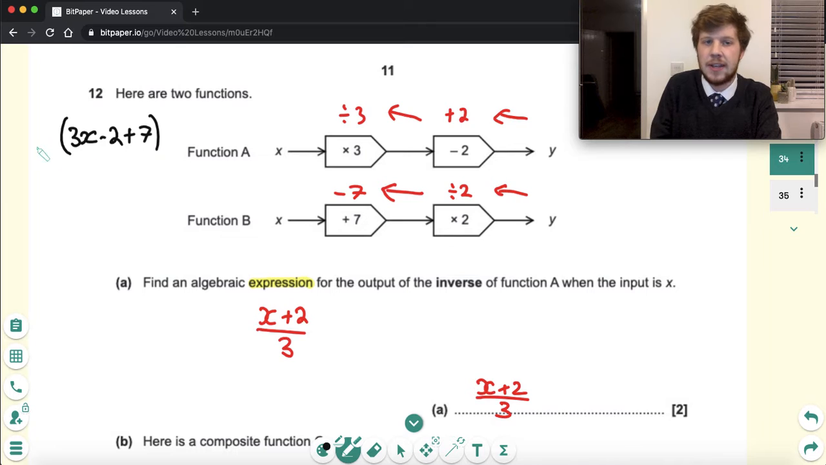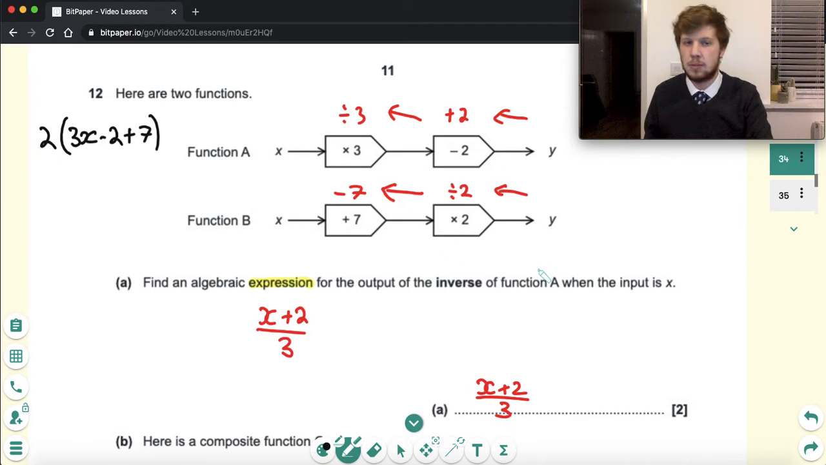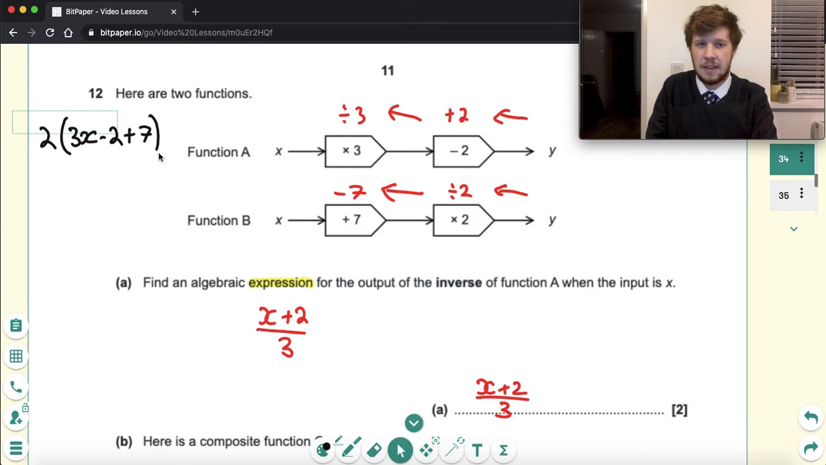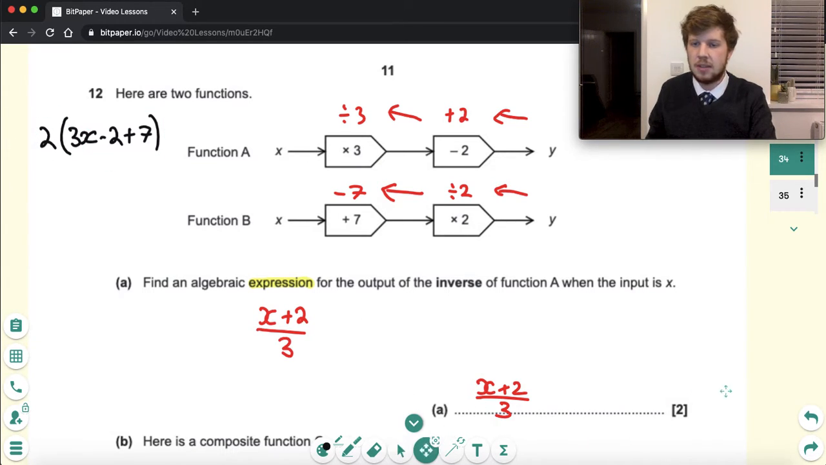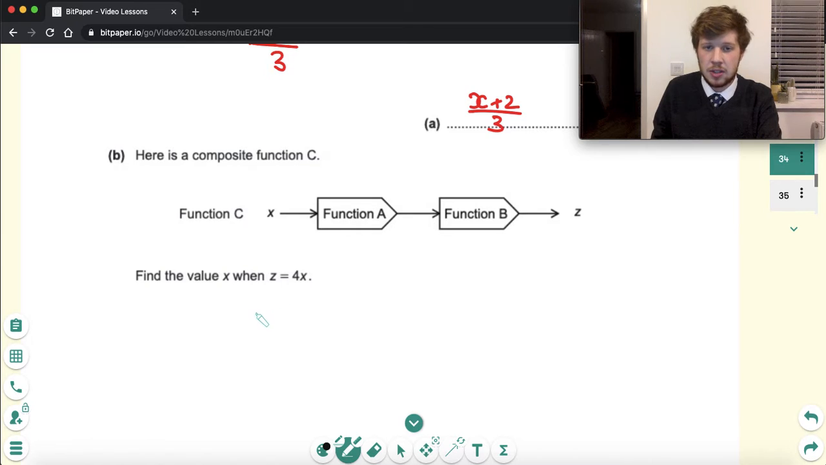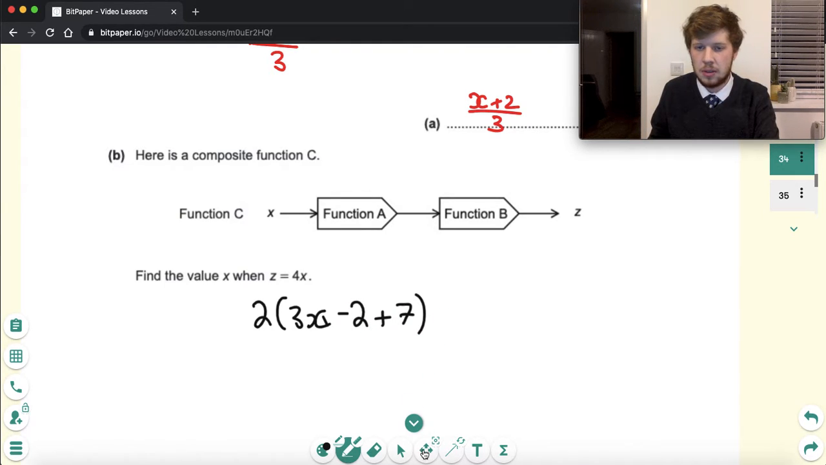Now I'm going to put everything in a bracket, because everything is multiplied by 2. So this thing here that I've just looked at, this 2 lots of 3x take away 2 plus 7, is actually my whole function from x to z. So it was 2 lots of 3x take away 2 plus 7, I hope. Let me just check.